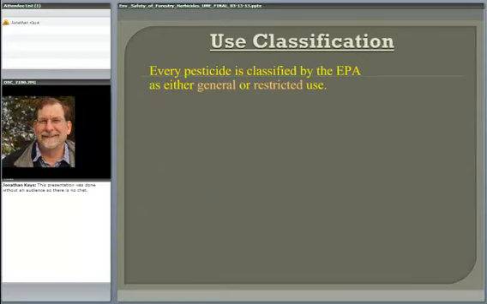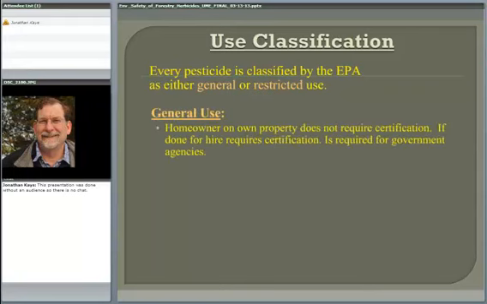There's a couple different classifications of chemicals as well. Every pesticide is classified by the EPA as either a general or a restricted use pesticide. General use ones can be used by homeowners on their own property. It doesn't require any type of certification through the Maryland Department of Agriculture. However, if anything is done for hire, it requires certification. So, for example, if you're using herbicide on your own property, that's fine. There's no problem. But if you're using general use herbicides, which make up the bulk of them, really most things that you can buy in most places, and you're going to be doing it on someone else's property, it does require certification in the state of Maryland.